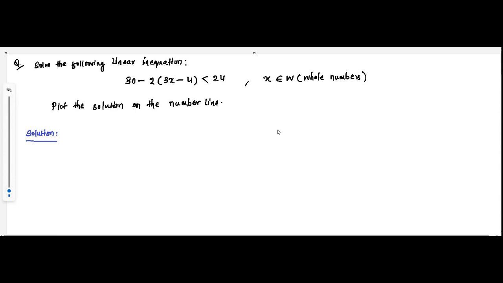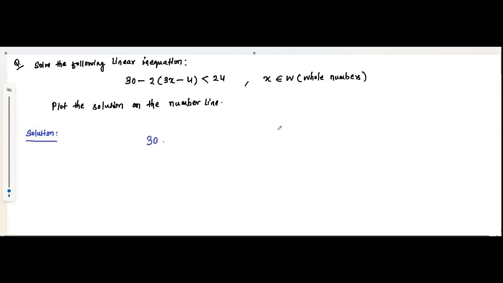So here is another question on linear inequation in one variable. It is given, solve the following linear inequation given by 30 minus 2 into 3x minus 4 is lesser than 24 with x belonging to whole numbers, the replacement set. So we have to plot the solution on the number line. Okay. So first let us solve the inequation.